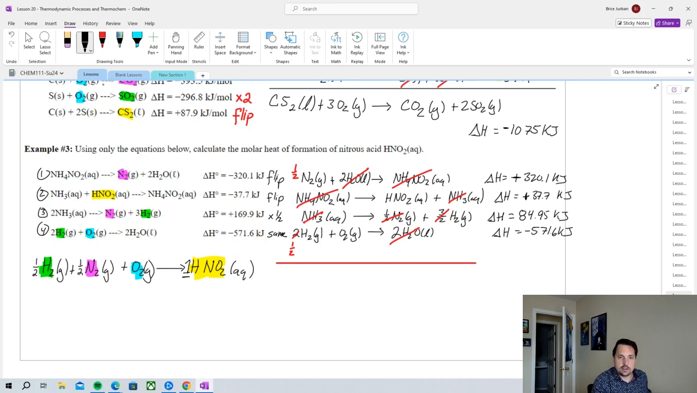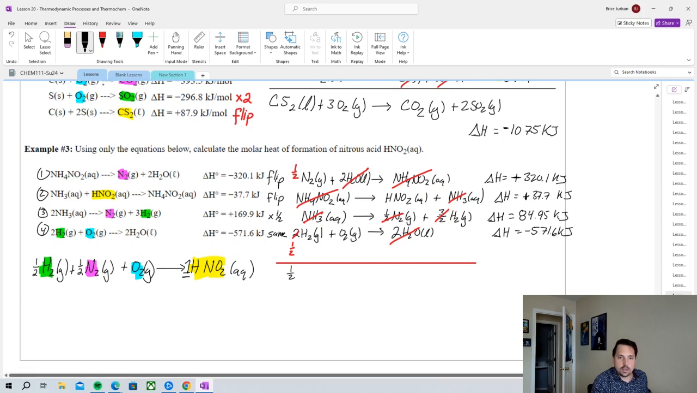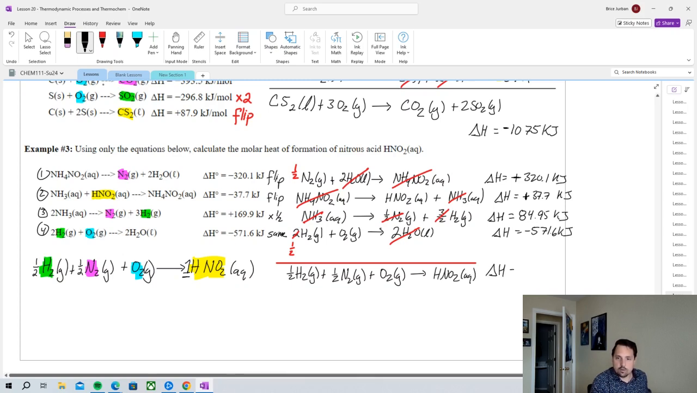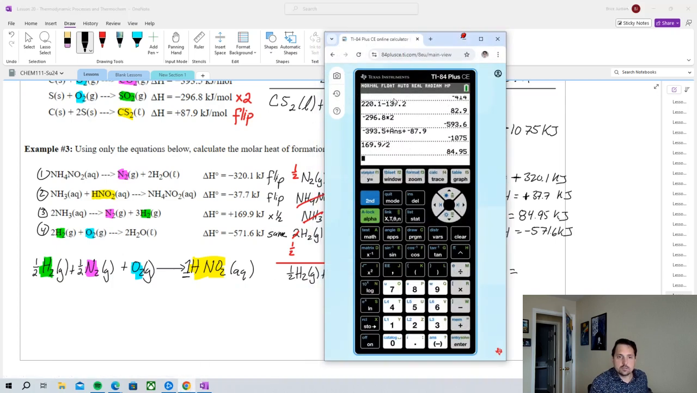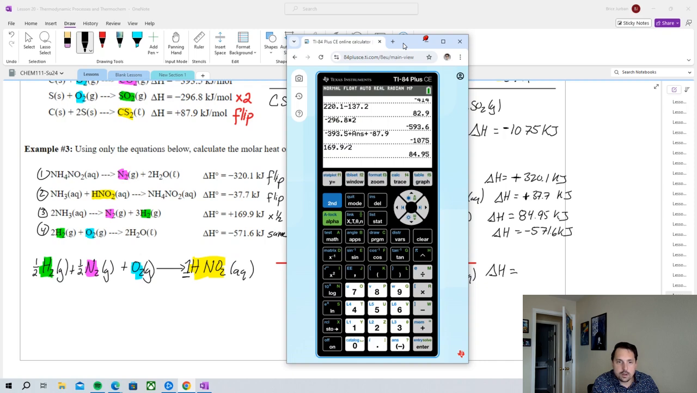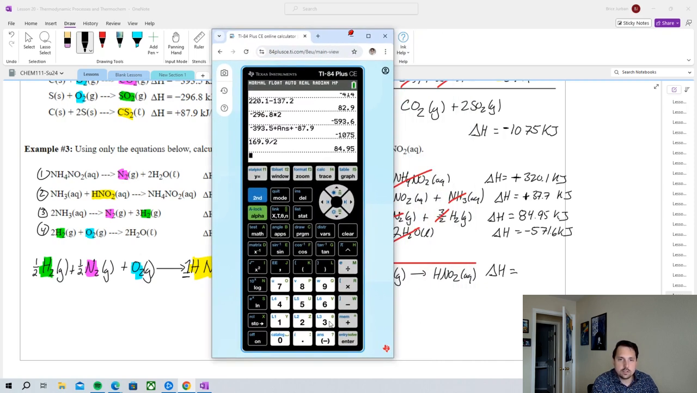So we sum all these together, we'll get 1/2 H2, 1/2 N2, 1 full oxygen, and then on the right side, we have our nitrous acid. And then overall, this reaction can be summed from those. I'll make sure I flipped everything, multiplied by 1/2, kept that the same. Yeah, I think that should be right.